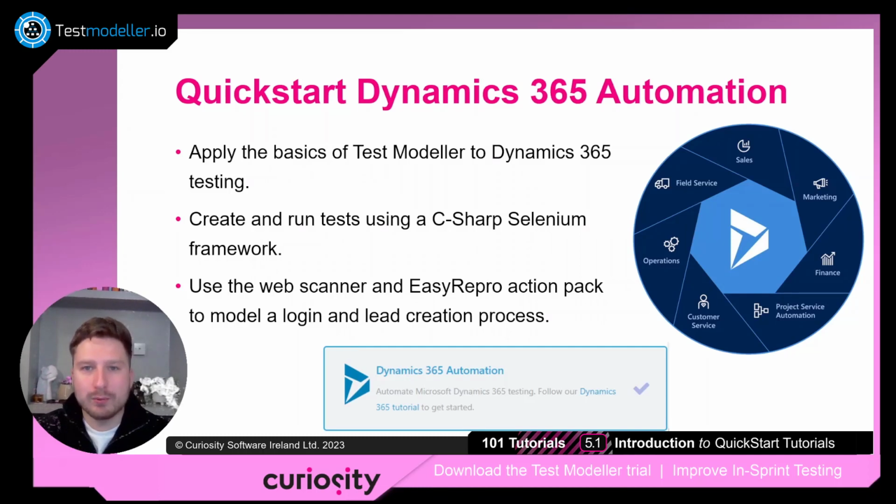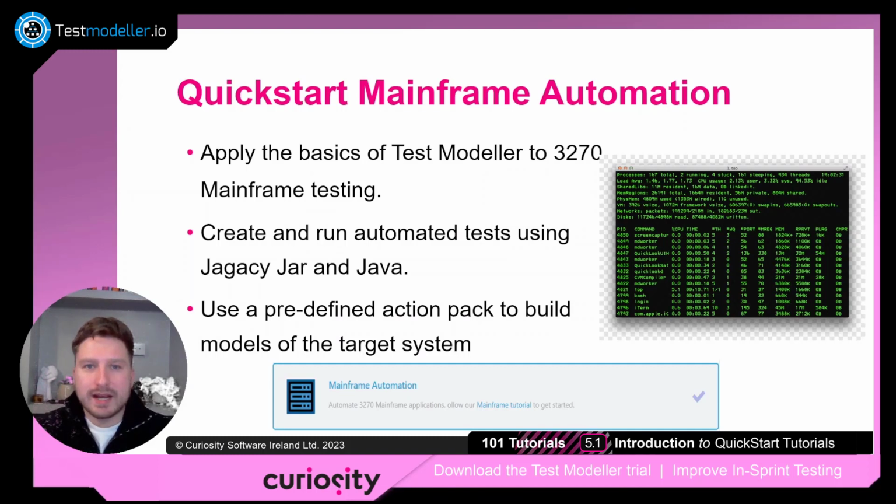Now, similarly to web automation, D365 is obviously a web-based application. And in this scenario, we use a C# Selenium framework. And you can use the web scanner and the Microsoft-owned EasyRepro Action Pack to build out models and create processes. Lastly on this list, we have the Quickstart Mainframe Automation. This again will allow you to apply the basics of Test Modeler to 3270 mainframe testing. The technology that drives this is Java with JAGGED Jar, and we have a predefined action pack that helps you build out models of your system.